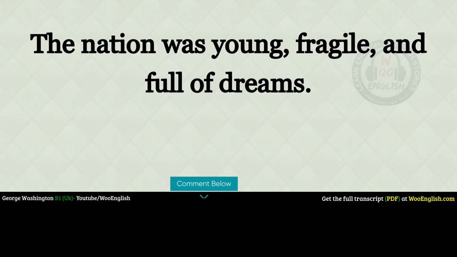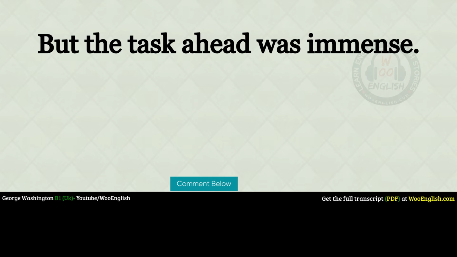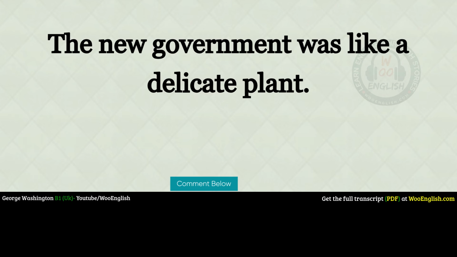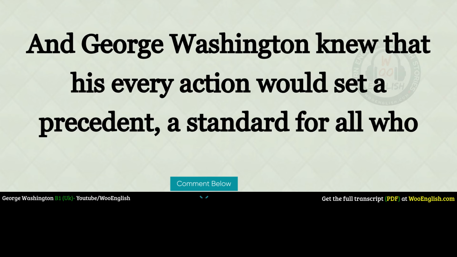The nation was young, fragile, and full of dreams. The people had fought for their independence, and now they were looking to Washington to lead them in peace. But the task ahead was immense. The new government was like a delicate plant. It needed care, attention, and strong roots to grow. And George Washington knew that his every action would set a precedent, a standard for all who would follow.